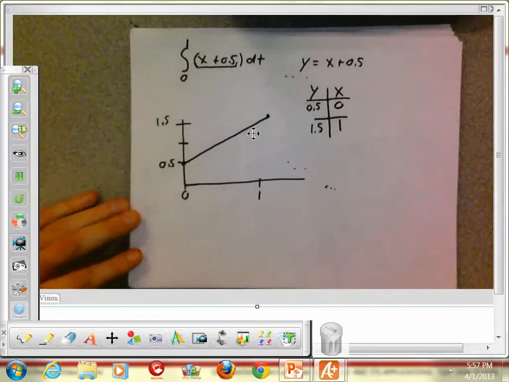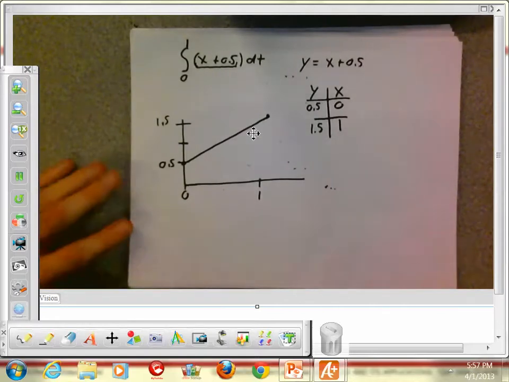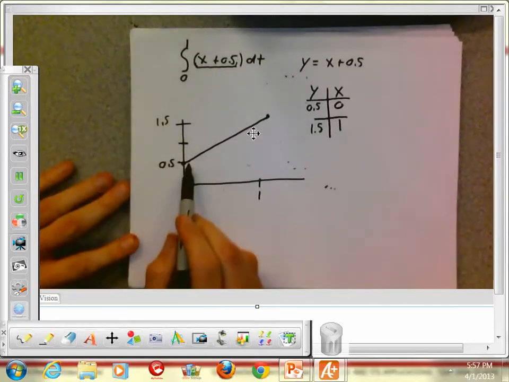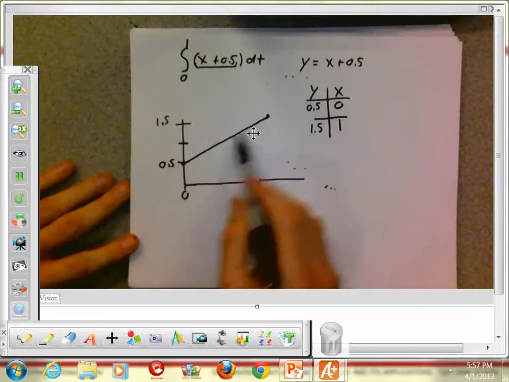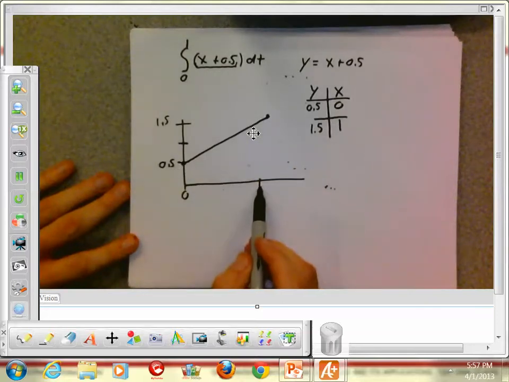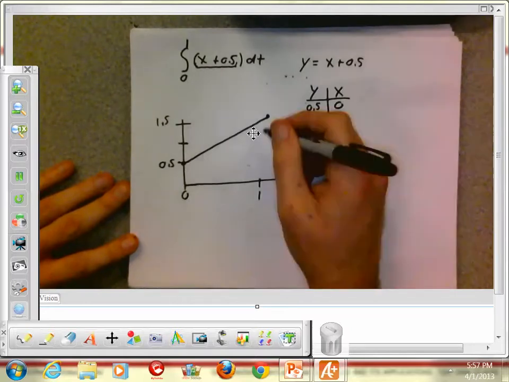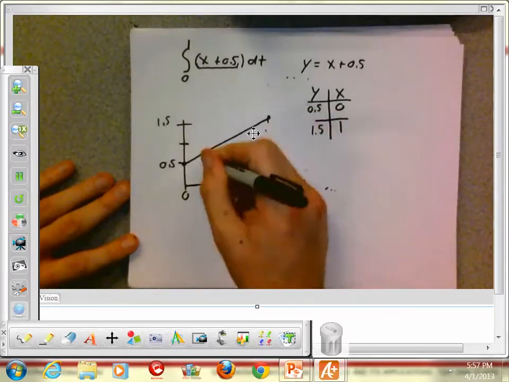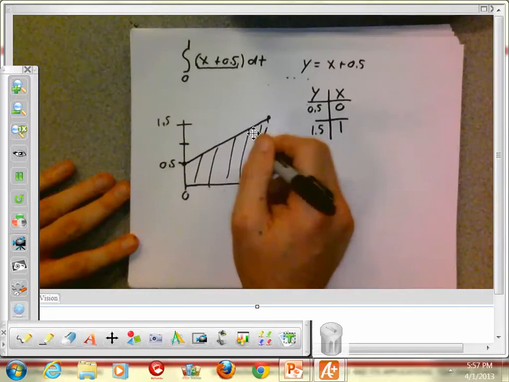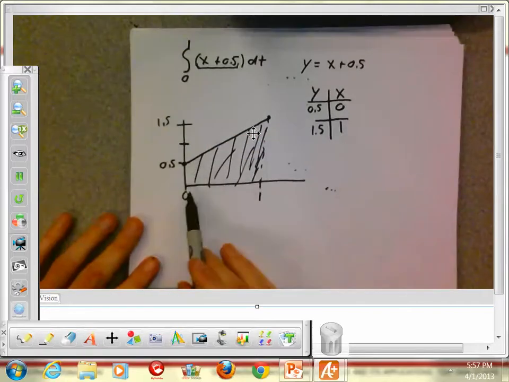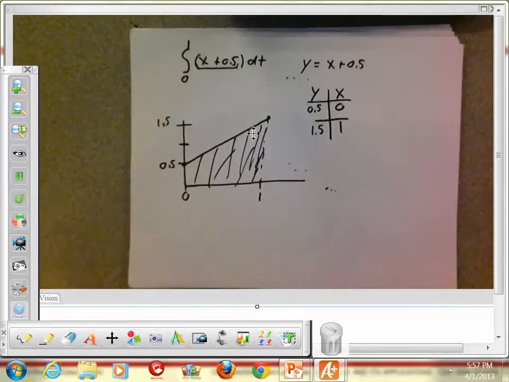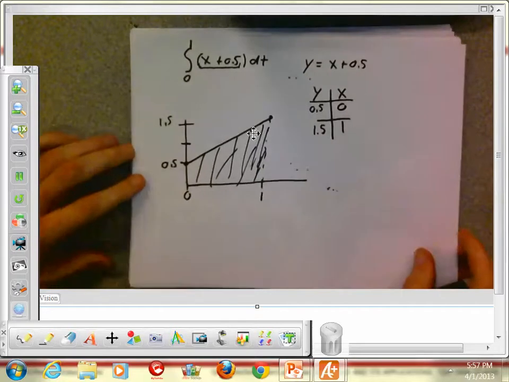All right? So what I want to find is the area between the line y equals x plus 0.5 and the y-axis and the x-axis between 0 and 1. So essentially I want to find this area right here. I'm looking for the area beneath this curve and above the x-axis. So let me redraw it over here, and we're going to find what that area is by breaking it up into a rectangle and a triangle.